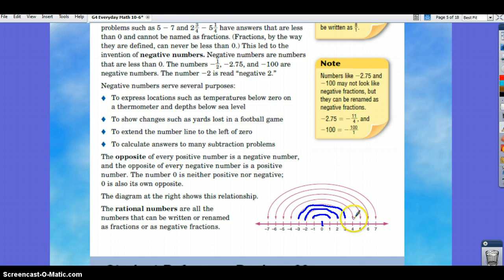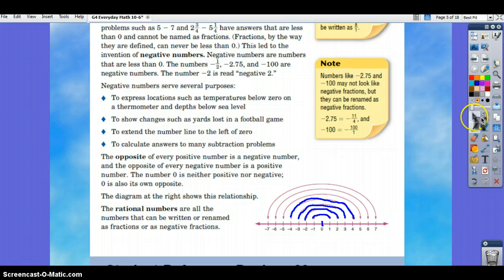Negative 3 is the third place to the left of the 0. Positive 4 is the fourth place to the right of the 0. Negative 4 is the fourth place to the left of the 0. Just make sure you're understanding that relationship.